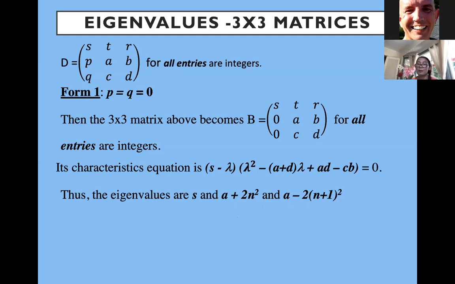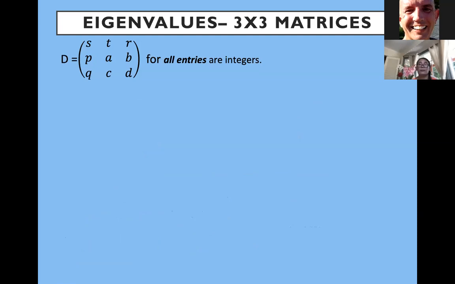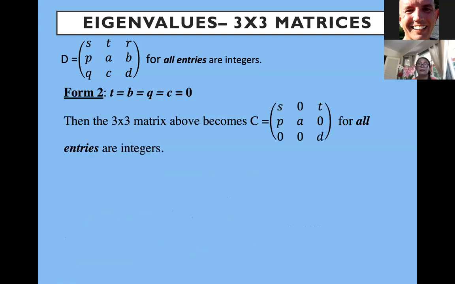With this setup, I can compute my eigenvector. Over here with S, my eigenvector would be 1, 0, 0, and for A plus 2n squared it would be right here. For the last one, the eigenvalue would be in this form. So you can program in this way too. We have another form right here. All of them are integers, but you see 0 right here. If you set up this way, then it becomes that.